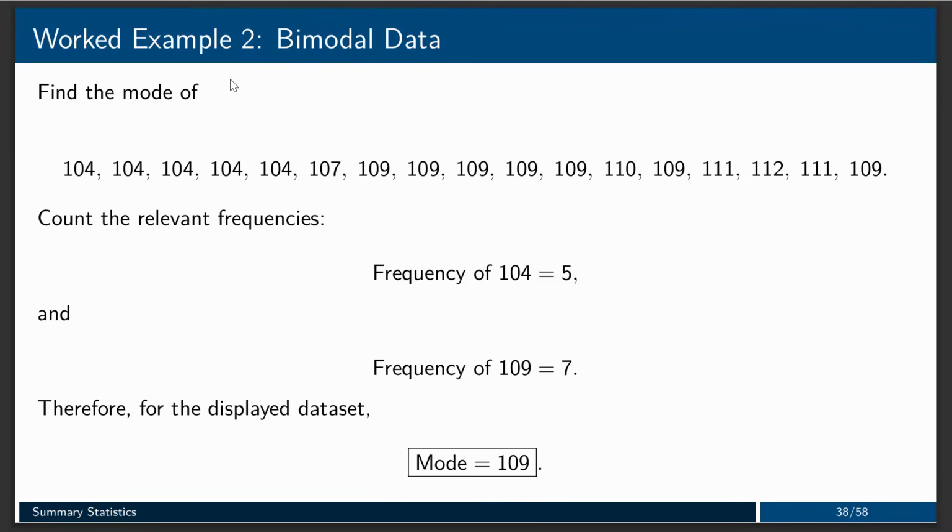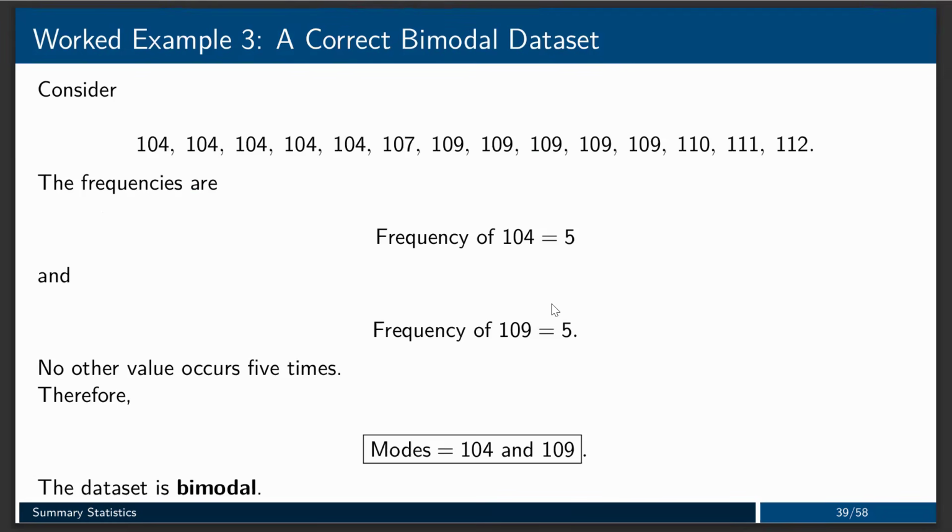Another example, find the mode of this data set. So you count the relevant frequencies. Now, frequency of 104 is 5. Frequency of 109 is 7. Therefore, 7 will be our mode. No, 109 will be our mode because it has the highest frequency. So the mode is 109. And this is a unimodal data set because there's only one mode in there.